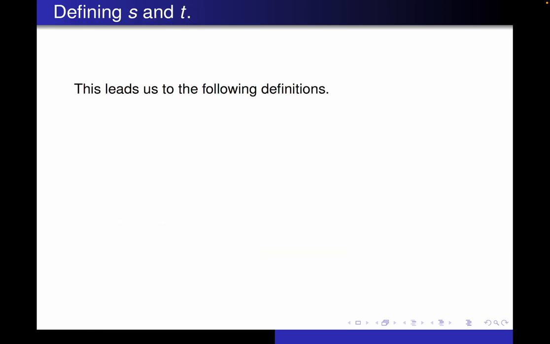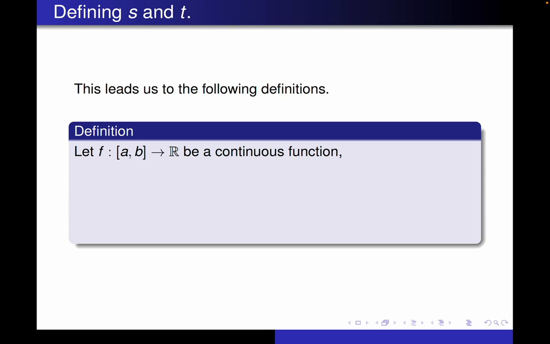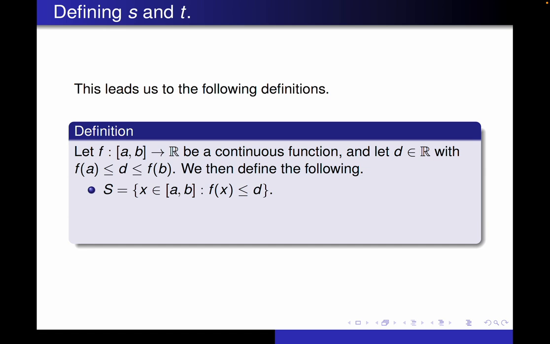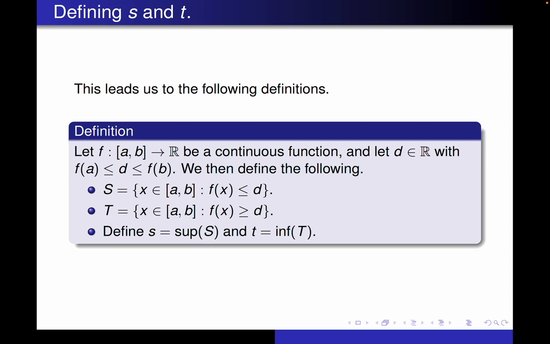And so that motivates the following definitions. Again, our function has a domain of a closed interval. It's continuous. And d is some number between f of a and f of b. We're then going to define the following. We're going to define the set big S being all the inputs where the outputs are less than or equal to d. And big T is all the inputs where the outputs are greater than or equal to d. And then we're going to define little s to be the supremum of big S, because if you remember in that picture we had before, s was the biggest one where the outputs were less than or equal to d. And then similarly, we're going to define little t to be the infimum of big T.